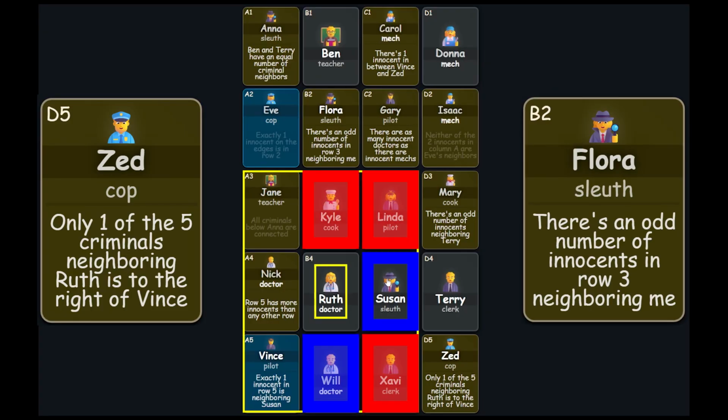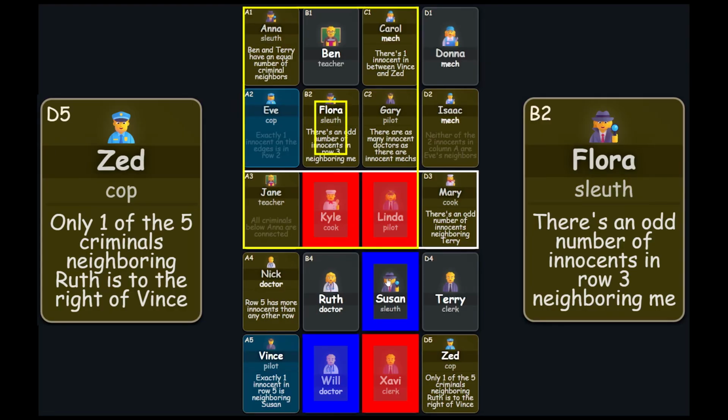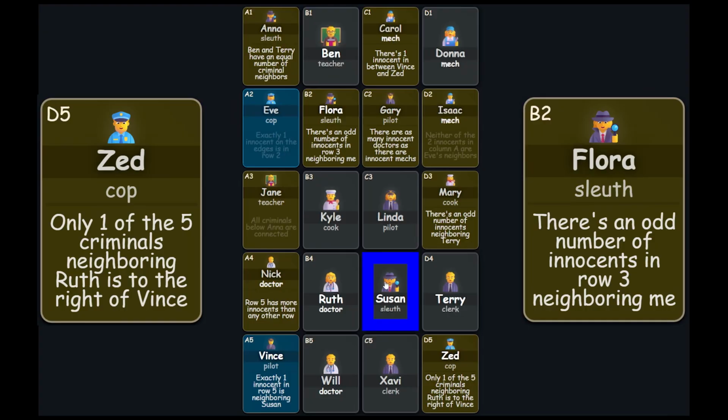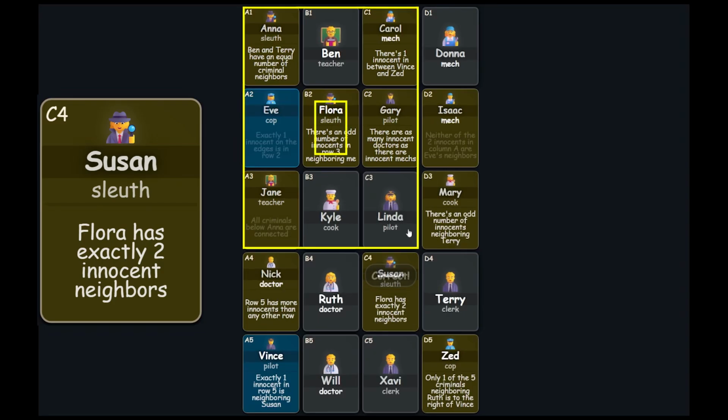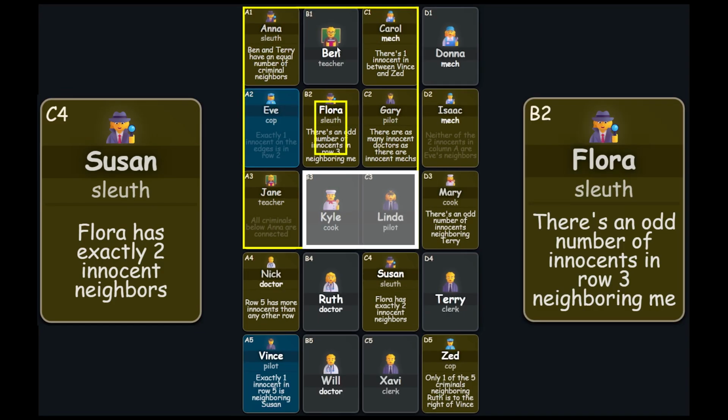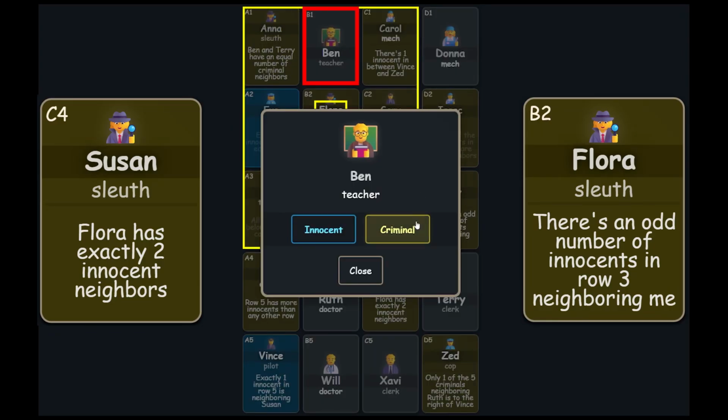But if you look at Flora's clue, there must be an innocent in row 3 neighboring her, so we've run into a contradiction. Our initial assumption was wrong. Therefore, Susan must be a criminal. Flora has exactly 2 innocent neighbors. Again, we know either Kyle or Linda is innocent, so we can mark Ben as a criminal.